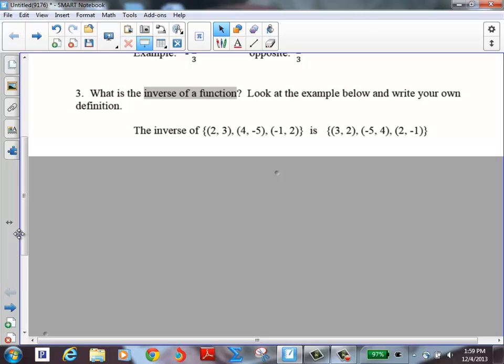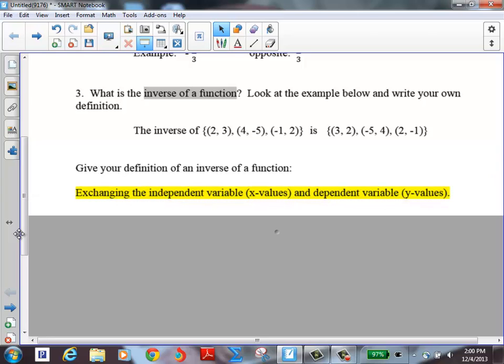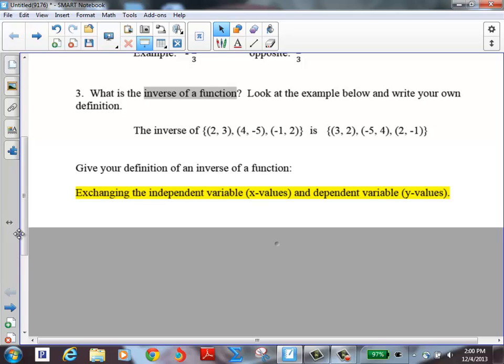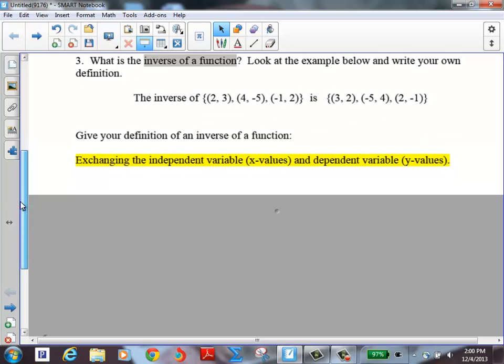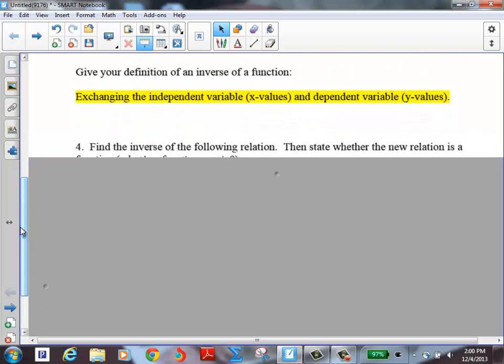Welcome back. I hope that you saw that the point 2, 3 became 3, 2 for the inverse, and you just realized that the definition of an inverse is just when we exchange the independent variable, or the x values, with the dependent variable, the y values. All right, let's put this into use. So we're going to look at an example here.